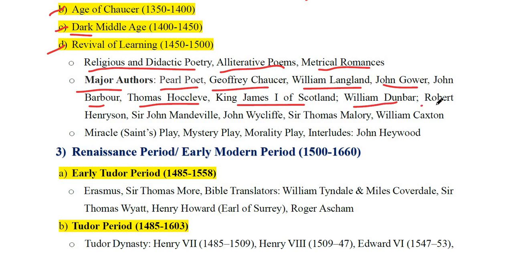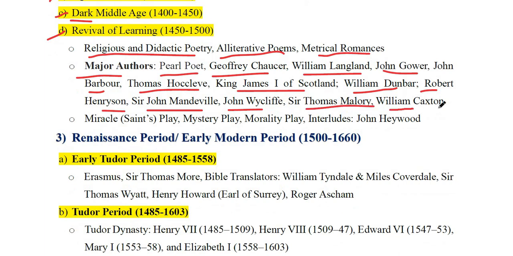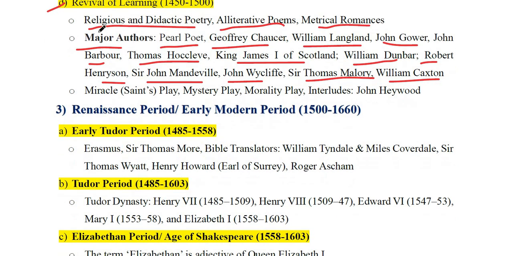Then we have William Dunbar, Robert Henryson, Sir John Mandeville, John Wycliffe, Sir Thomas Mallory, and William Caxton. Caxton is famous for introducing the printing press in England. Then English plays also emerged during this period, so it's very important. Miracle plays, which are sometimes known as saints plays, then mystery play, morality play, and interludes. In interludes, John Heywood is the most dominant figure.